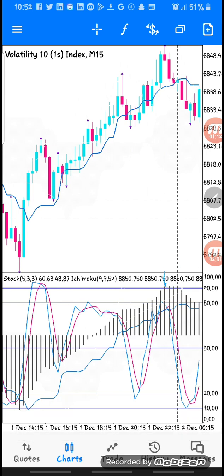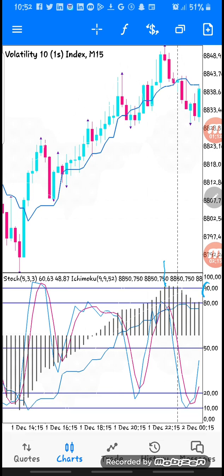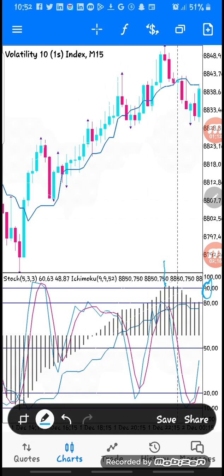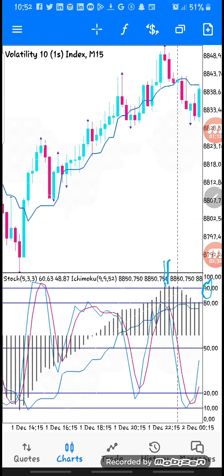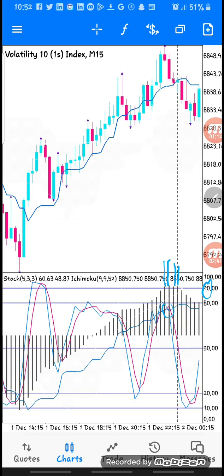Now I see this one here closed above the 90 level. When you see the MACD stick, not candlestick, close above the 90 level, it's a place for you to enter a sell setup, a sell position. When you see it close like that above the 90 level, and then secondly, you see a crossover in the stochastic.